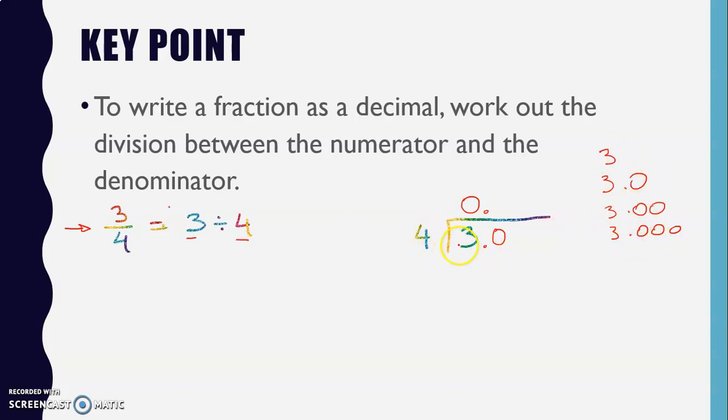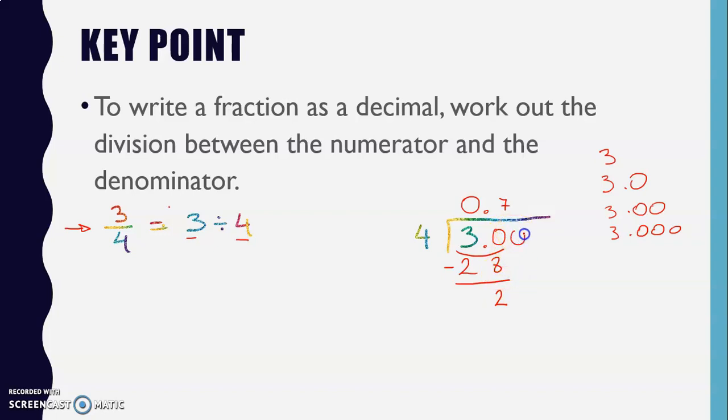So now we say 30 divides into 4 7 times. 4 times 7 is 28. Therefore, when we subtract these two numbers to find the remainder, that is 30 minus 28, 2. Now, there is still a remainder of 2. We don't want to leave that as a remainder. We want to continue dividing.